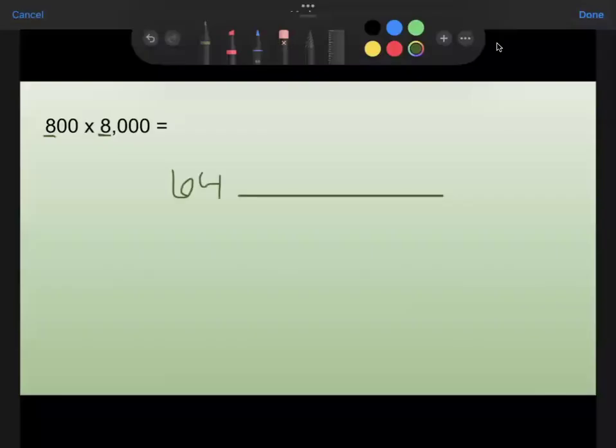Now I have to go back and count how many zeros were in the original problem. There were 2 here for the 800 and 3 here for the 8,000. So that means a total of 5 zeros need to be added. So 1, 2, 3, 4, 5. Then I need to place my commas. And when I do, I can see that my answer ends up being 6,400,000.